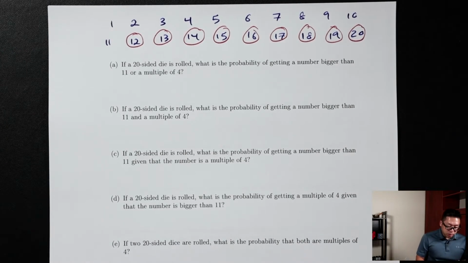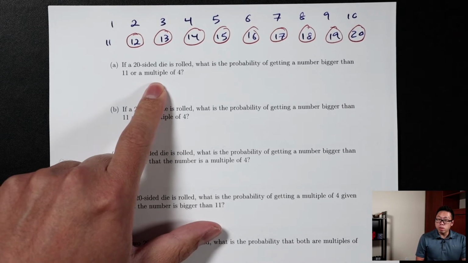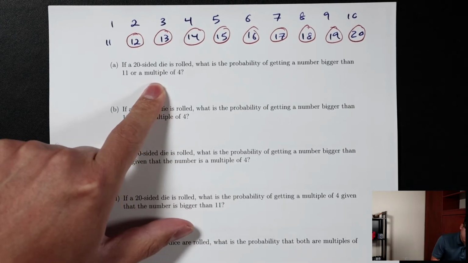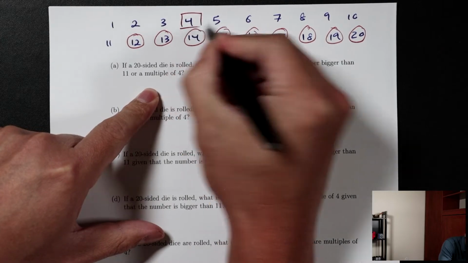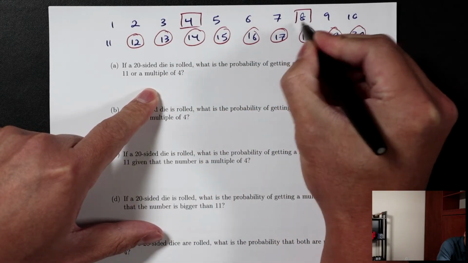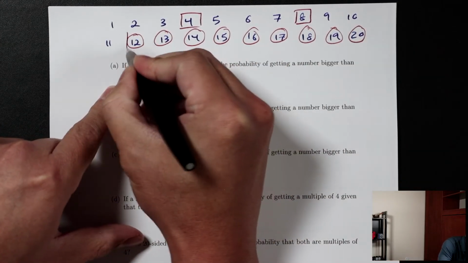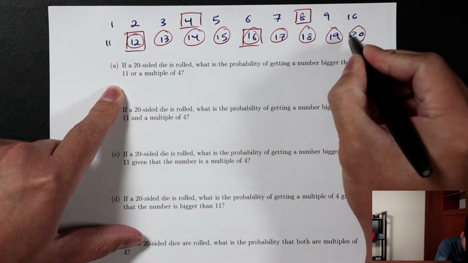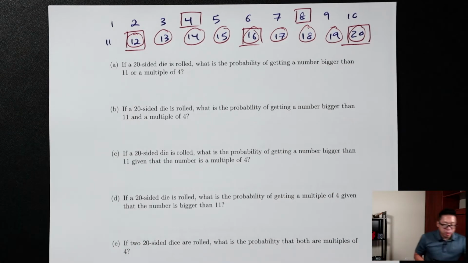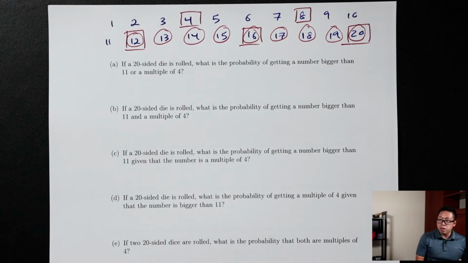The other types of numbers I'm interested in are multiples of 4. That means we're going to count by 4s. These I'll box. So 4 plus a 4 will be 8, plus another 4 will be 12, plus another 4 will be 16, and then plus another 4 will be 20. Okay, circles are numbers bigger than 11. Boxes are my multiples of 4.